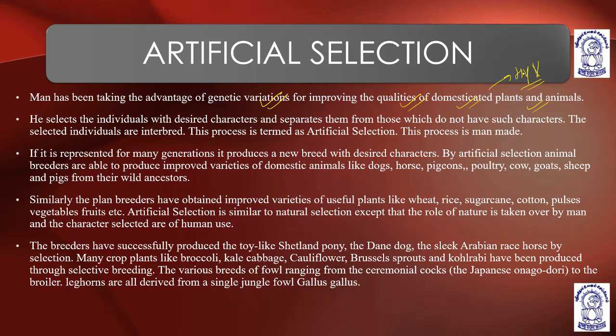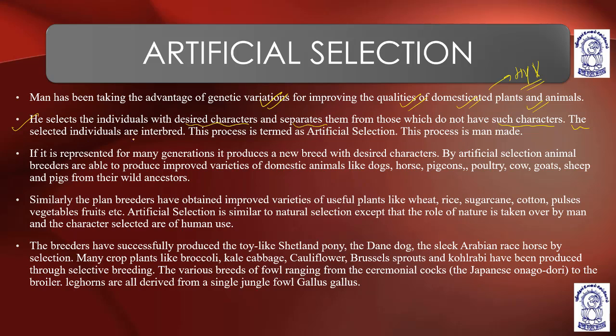The production of high yielding varieties involves artificially giving them a survival advantage by getting them genetically changed. So that is why man uses these genetic variations to improve the good qualities of domesticated plants and animals. He selects the individuals with desired traits and separates them from those which don't have such characters, meaning segregation. This segregation can lead to reproductive isolation.